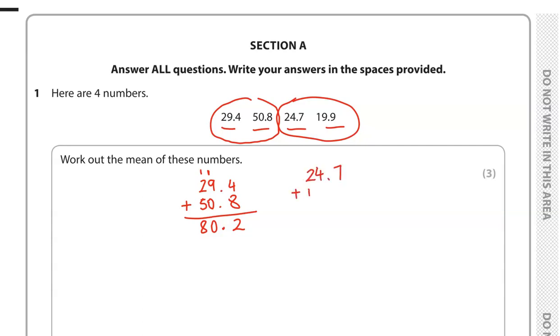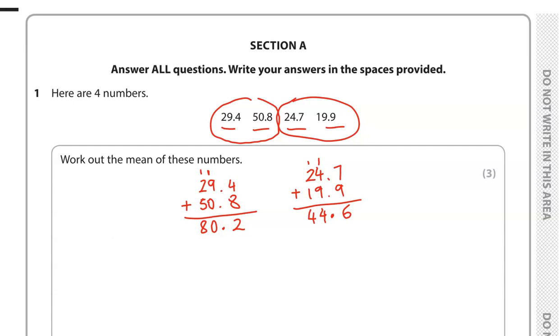Now I'm going to add 24.7 and 19.9. 9 and 7 is 16. So 6 down and 1 carried over. 9 and 1 is 10 and the 4 is 14. So 4 down and 1 carried over. 2 and 1 is 3 and the 1 is 4.